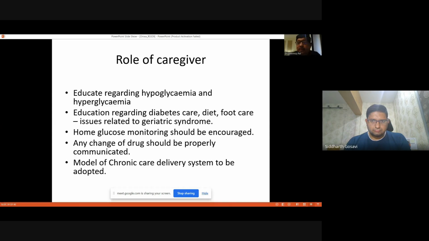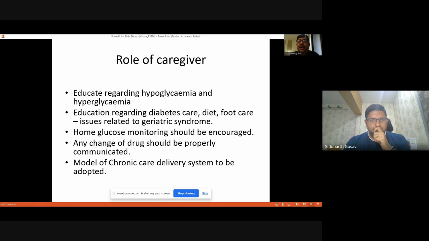In 2025, there are two issues: self-monitoring and continuous glucose monitoring. But in our country, India, continuous glucose monitoring is almost impossible for most of the population. So self-monitoring and education, how to measure one's own sugar, and training of the caregiver are most important for treating a diabetic patient. Drugs alone cannot cure diabetes or prevent its complications in an elderly patient.